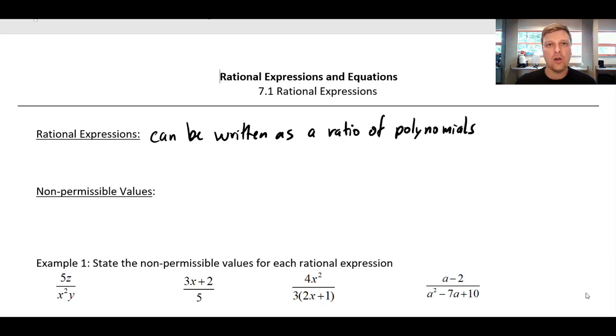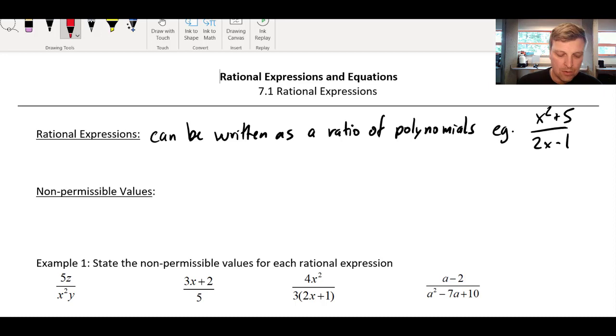So you might remember that polynomials are these terms we looked at. We looked at quadratic polynomials and linear polynomials. So just for example, if I had something like x squared plus 5 over 2x minus 1, the numerator, x squared plus 5, is a polynomial, and the denominator is a polynomial. And when I combine them as a ratio, that's a rational expression.